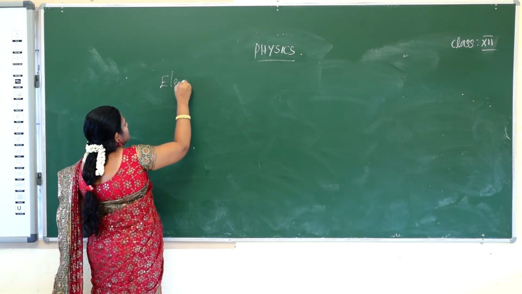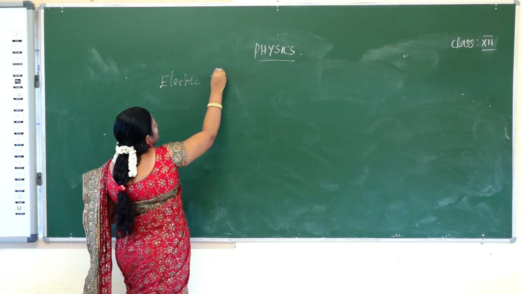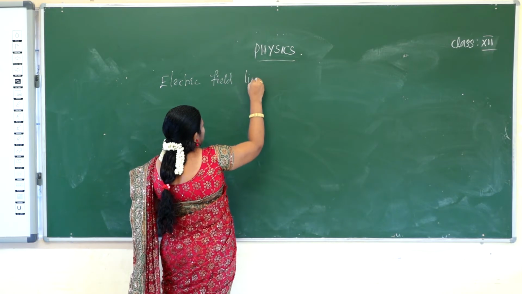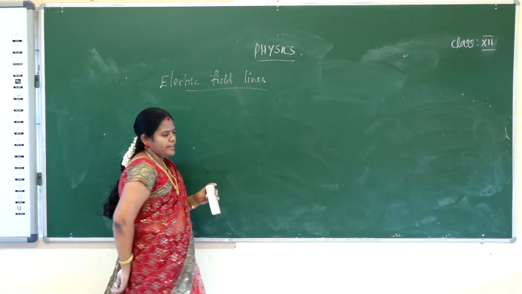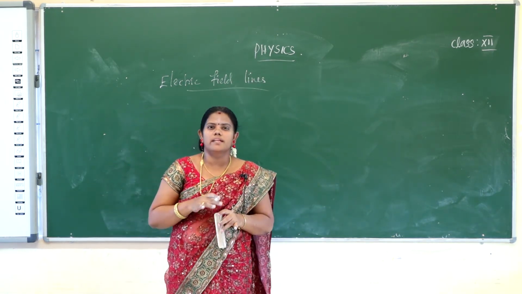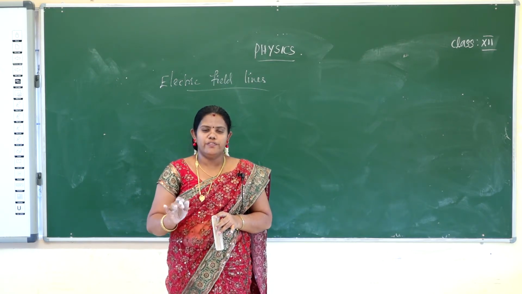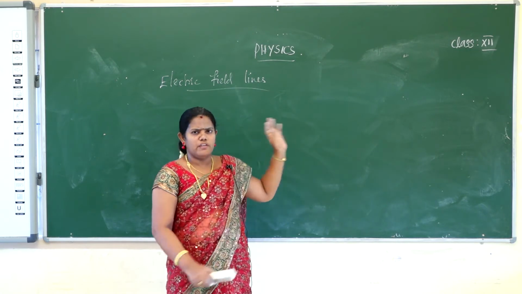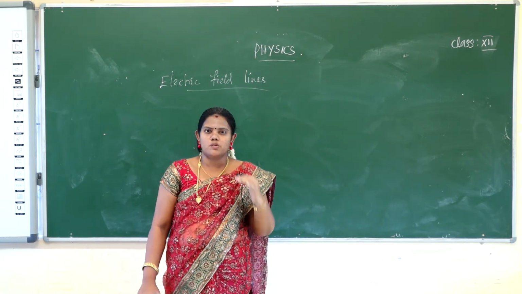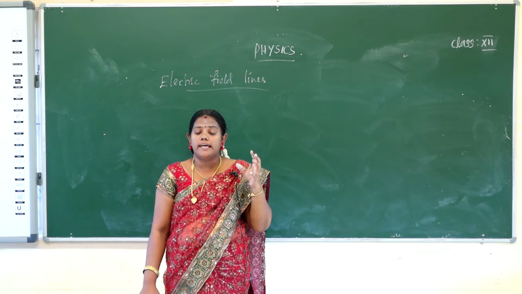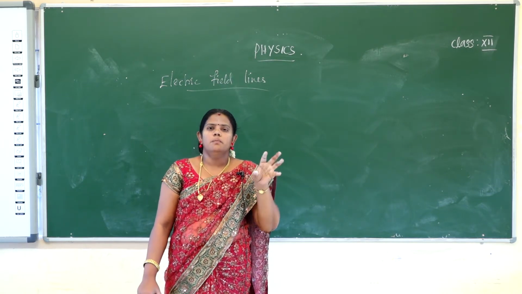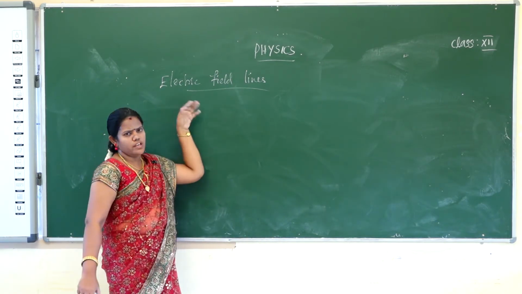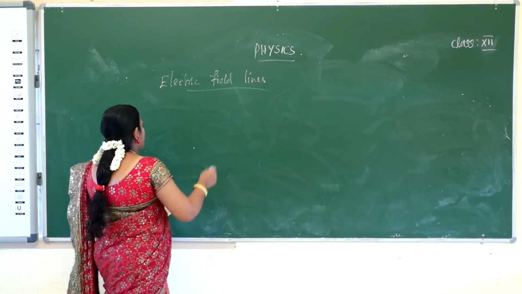Electric field lines. Electric field lines are nothing but a visible representation of the electric field. Drawing the electric field diagrammatically as lines is what we call electric field lines. Electric field lines clearly explain what the electric field is between two charges, so you can easily find it out. Now I will give the properties of the electric field lines.